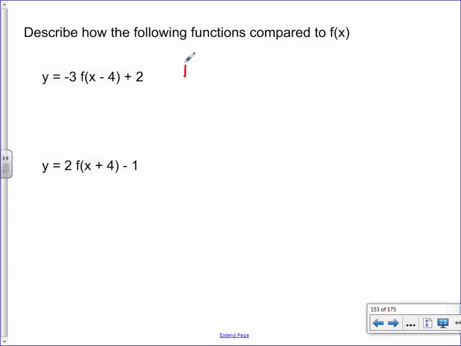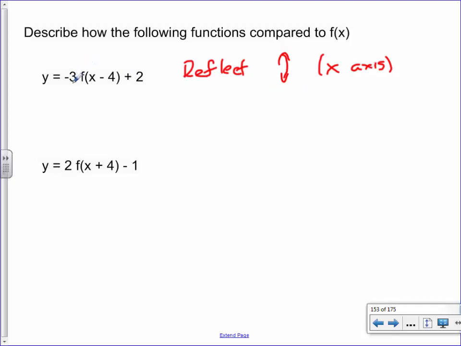The negative is going to reflect the graph head over heels. Does that make sense? Sometimes we say this means that you reflect in the x-axis. Sometimes that's the way they phrase it. So the x-axis is the flat line across. Basically, it just means you're reflecting it on top of the axis. So head over heels. So that's one thing we have to do.